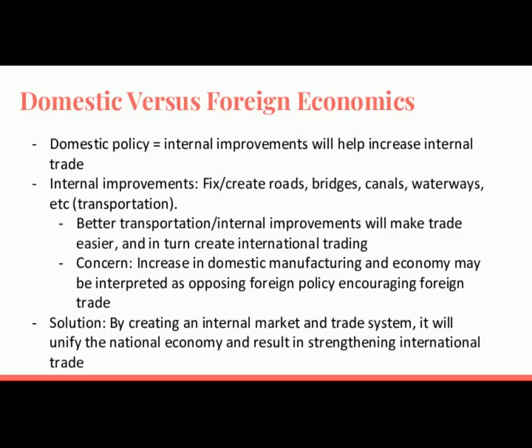However, there are also some concerns about this. The alternative view is that if we do this, domestic manufacturing is going to start to switch to more foreign issues than domestic issues. Maybe if creating all this is improving, is that possibly going to move our focus away from domestic stuff and move it to more international stuff? And that makes a lot of people really concerned. But overall, this idea of creating an internal marketplace is accepted by most, saying that it will, if you will highlight, unify the national economy and result in strengthening international trade. That is the overall hope that most people would have.